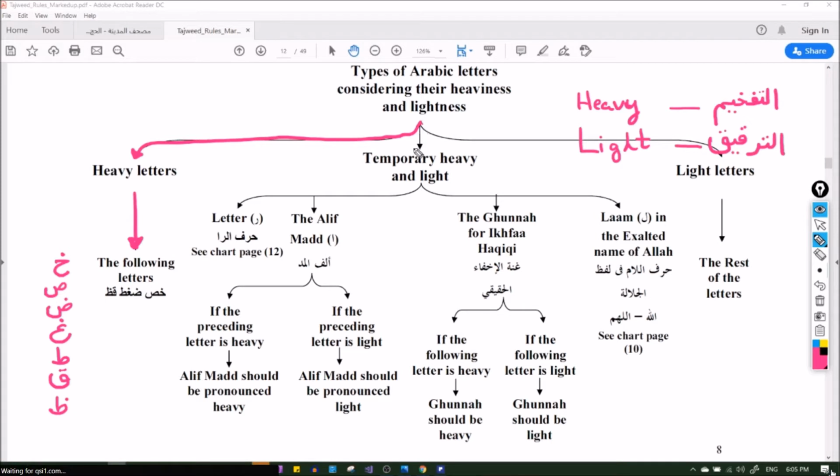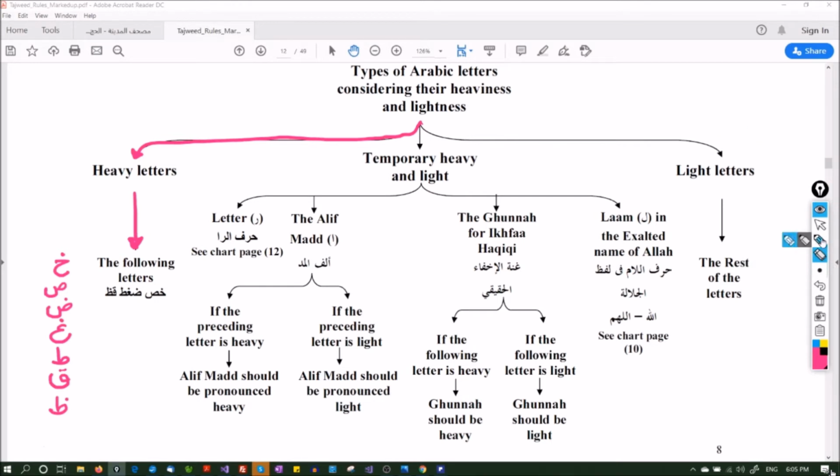Now the second branch tells us that these are temporary heavy and light letters. So they are not permanent but temporary. Let's come to this branch after. I'm going to take this one away for now. Okay, let's do this branch here. So we did the heavy letters, خصة ضغط قل, and the light letters.